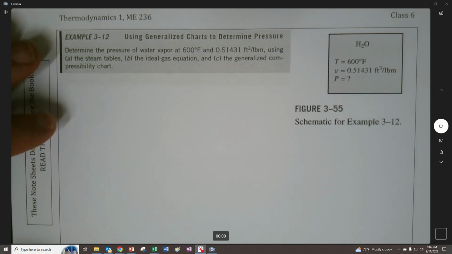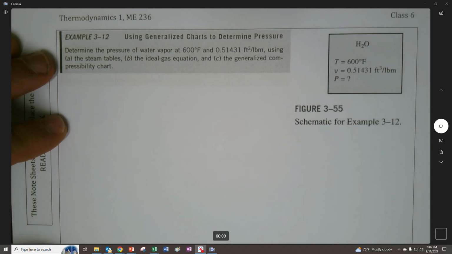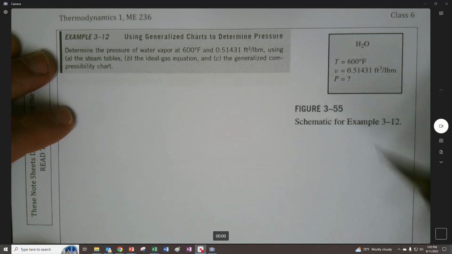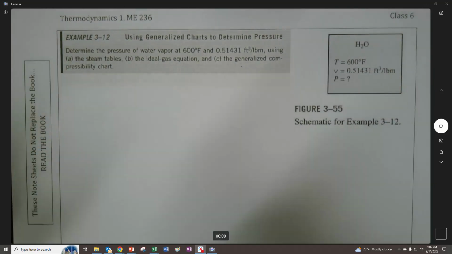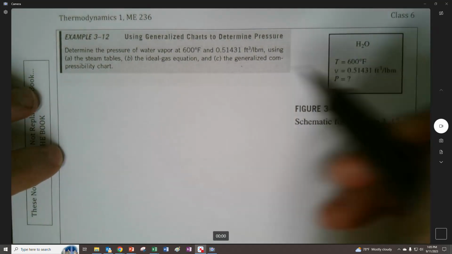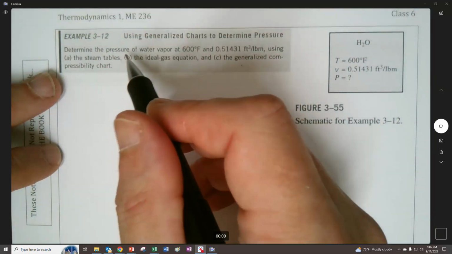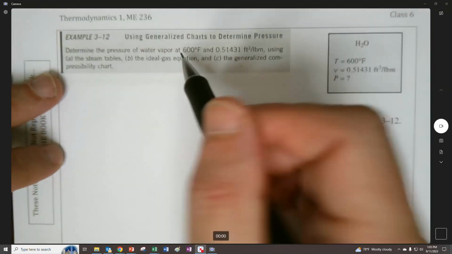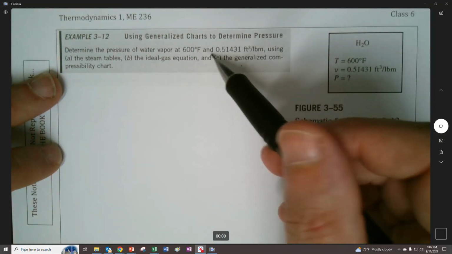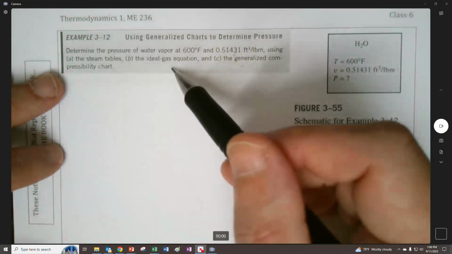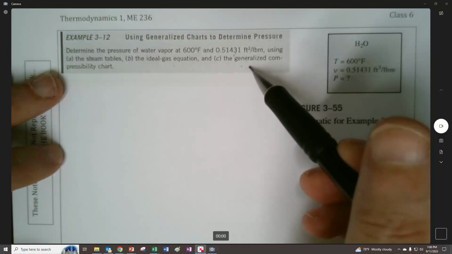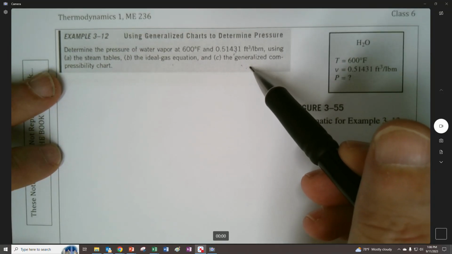This is the last example I'm going to go over. This comes from Cengel, and when we get to this portion here, we're going to find that our book does something different than Cengel's does, so it's going to make it a little more complicated. Anyway, we want to find the pressure of water vapor at 600 degrees Fahrenheit and this specific volume, using the steam tables, the ideal gas law, and then the generalized compressibility chart.